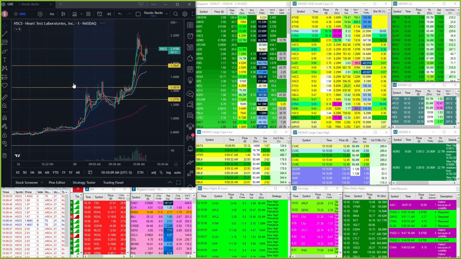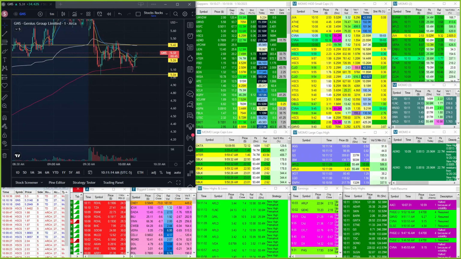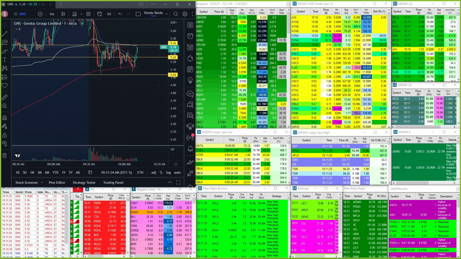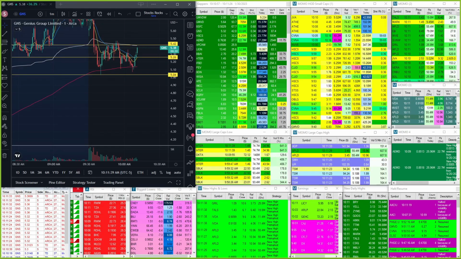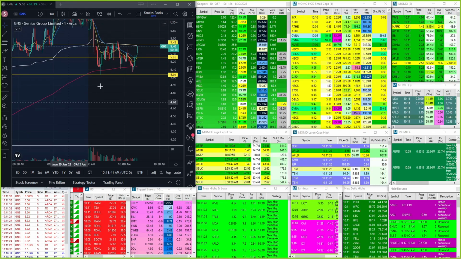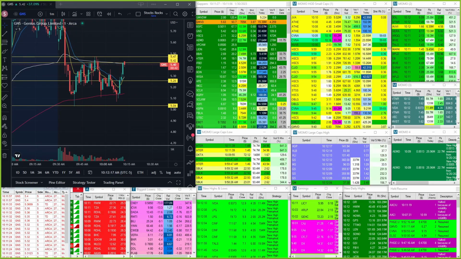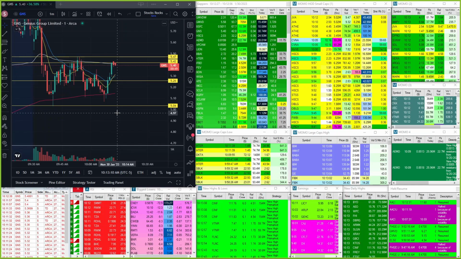GNS started to move. Long on GNS, HSCS moving to 14. Scaling out, GNS, getting close to VWAP by 40. Hopefully we see a nice pop here and break the VWAP. Still holding here. Selling the rest for now. We're still at the VWAP.